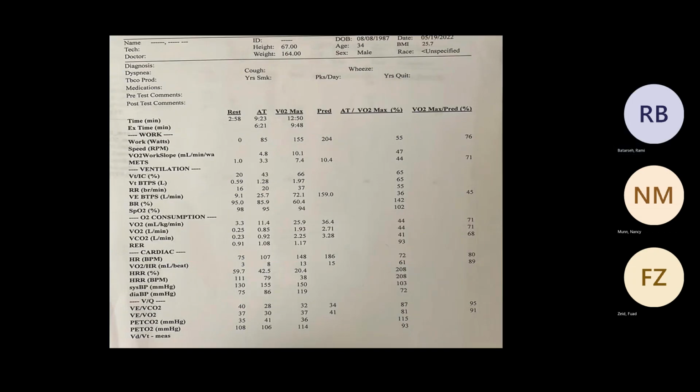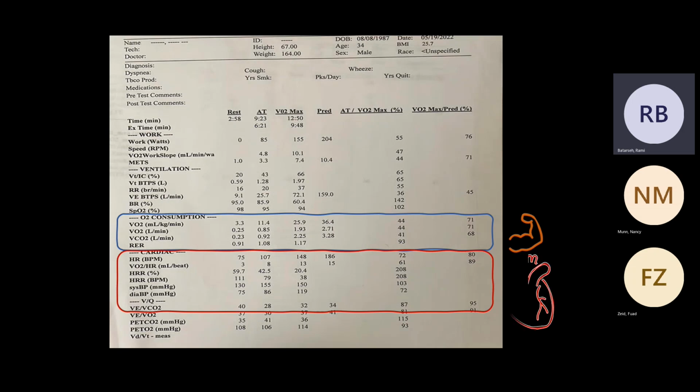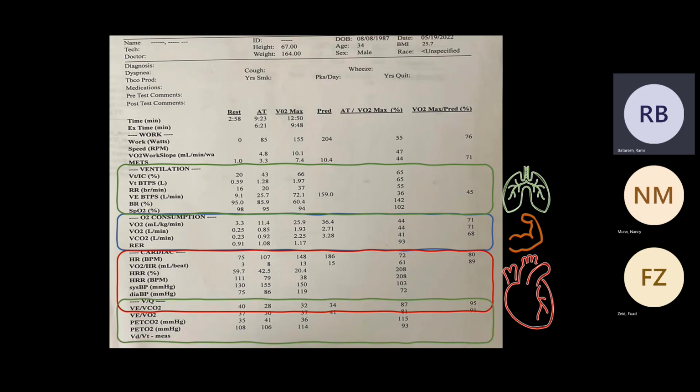All right. So when we look at the test here in our lung center, we divide the test into the metabolic or oxygen consumption part, which is this part of the test that you look at. The second part will be the cardiac part. And the third part will be the lung part, the ventilation part. And there's a mixed part between the heart and the lung at the bottom of the test.